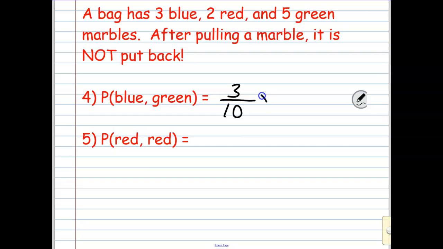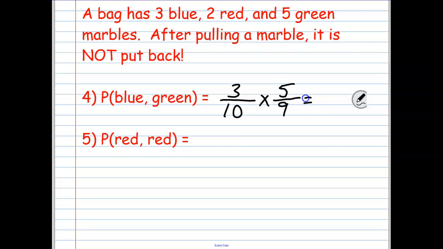Okay, so now we're going to hold on to that blue marble. So we have a blue marble in our hand, and let's imagine what is left. Do we have 10 marbles anymore? No, as a matter of fact, we are all losing our marbles here. We are down to 9 marbles, okay? And of those 9 remaining marbles, how many of them are green? We have 5 green marbles, okay?